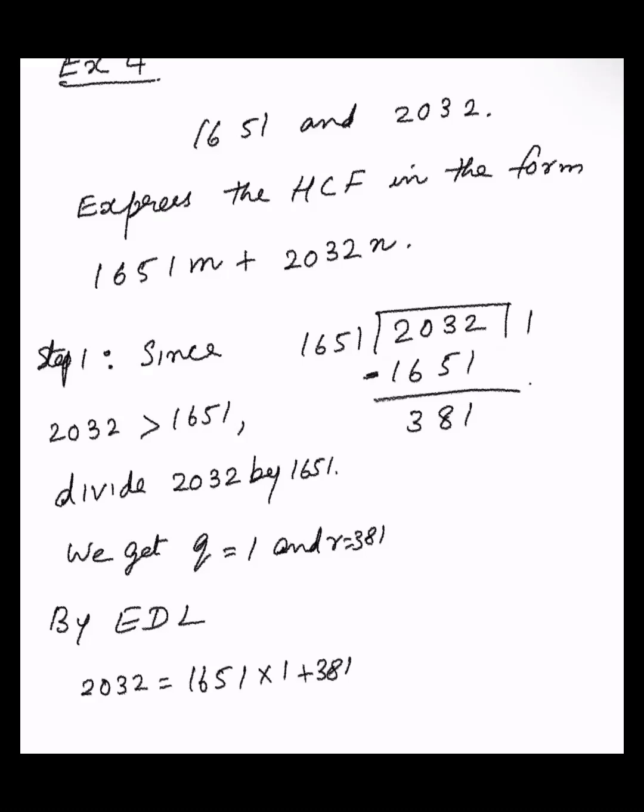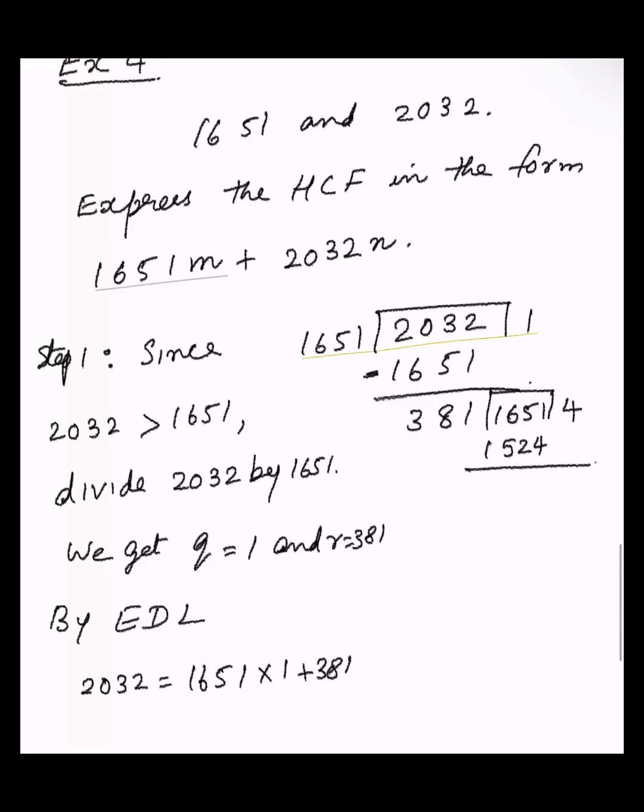Go to the next step. We have a remainder, that is 381. Go ahead and divide: our previous divisor becomes the current dividend. So how many times will 381 go in 1651? It will go probably 3-4 times. Just try it. It will go 4 times, I believe. And the value you get is 1524. Fine. Now when you subtract, you get 127. So this is our step 2.